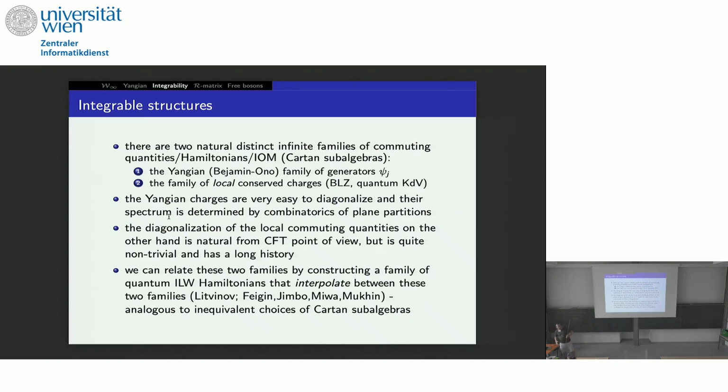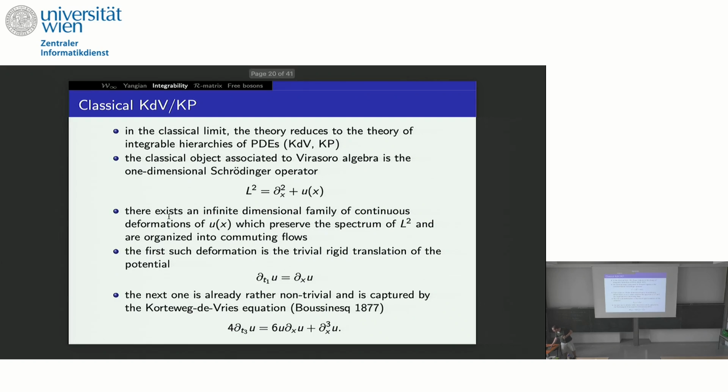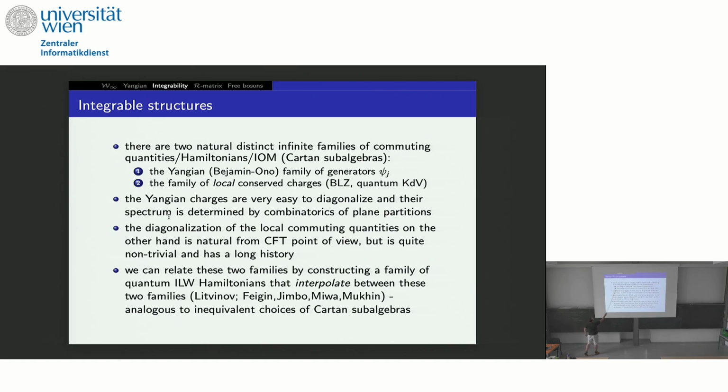But yeah, and then the connection between these two choices of commuting sets of Hamiltonians is also not completely clear. So they are different. It seems as if the whole algebra had inequivalent choices of Cartan subalgebras in some sense. But before going there, there is a very simple geometric picture for the classical limit of this integrable structure. So now I'm talking about this second integrable structure, so these local quantities.